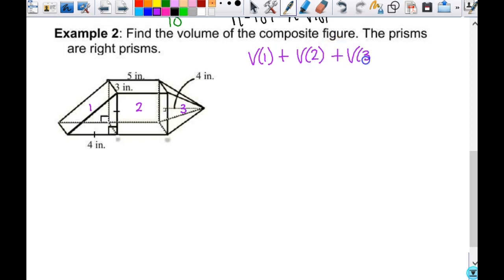And if you named them differently or talked about it differently, it would be fine, but that was just the easiest thing to do. So we'll start with the volume of the first one. It's a prism, so it's big B times H. What would my big B formula be? Good, 1/2 base times height, because the base is a triangle, right? So what is the base and the height of the triangle?